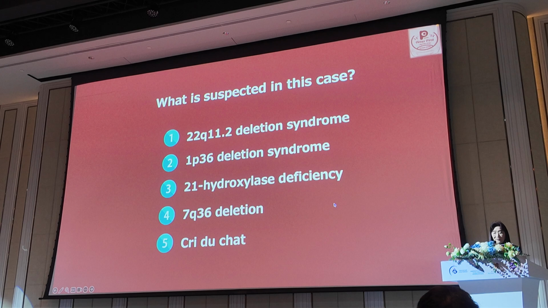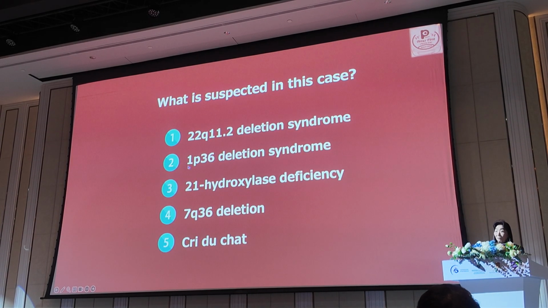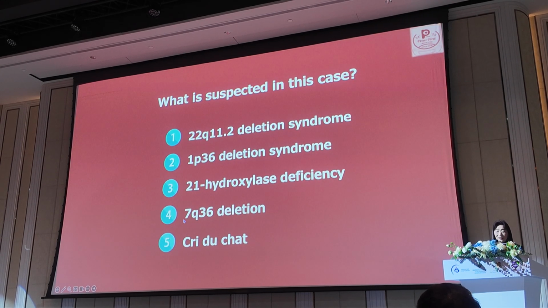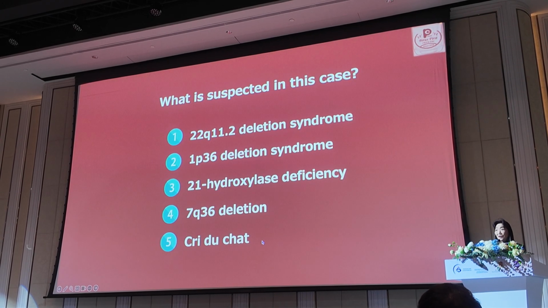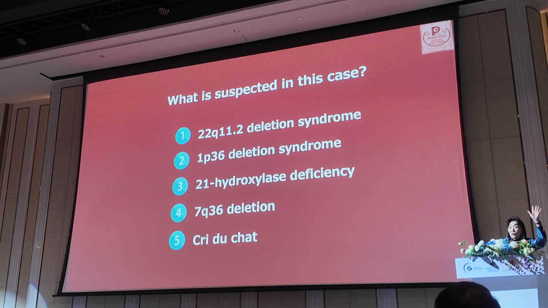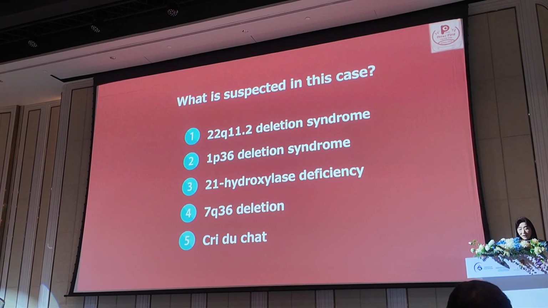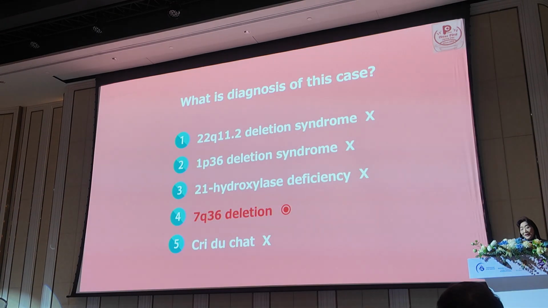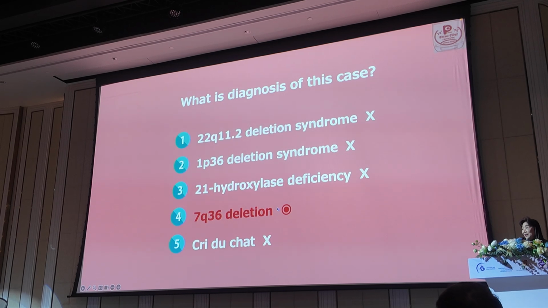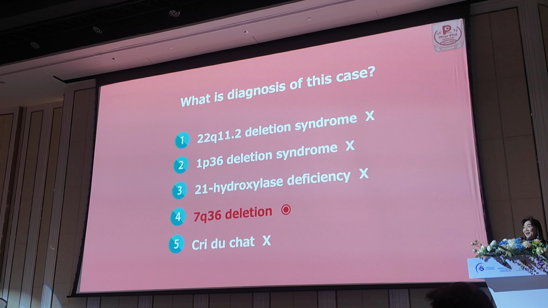So the question: what is suspected in this case? 22q deletion, 1p36, 21-hydroxylase deficiency, 7q36, or cri-du-chat, 5p minus. Which one? 1, 2, 3, 4, 5. Everybody's sleepy. The answer is 4. So only one, who is, stand up.